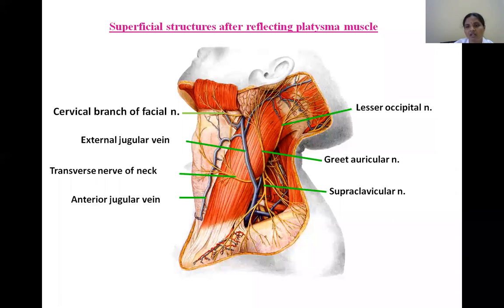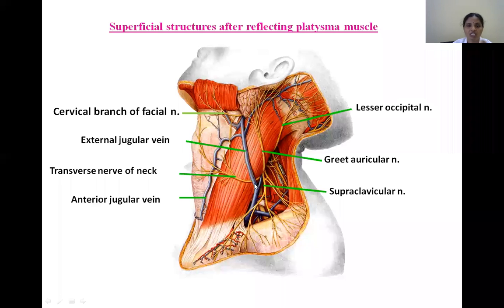Only a little part of the scalp is supplied by this lesser occipital nerve, because lesser means there must be a greater occipital. So there is a greater occipital nerve from the dorsal primary rami. That is the greater occipital nerve supplying the maximum posterior aspect of the scalp. So here, from the cervical plexus, what is this? Lesser occipital nerve, right? Then the transverse cervical nerve.